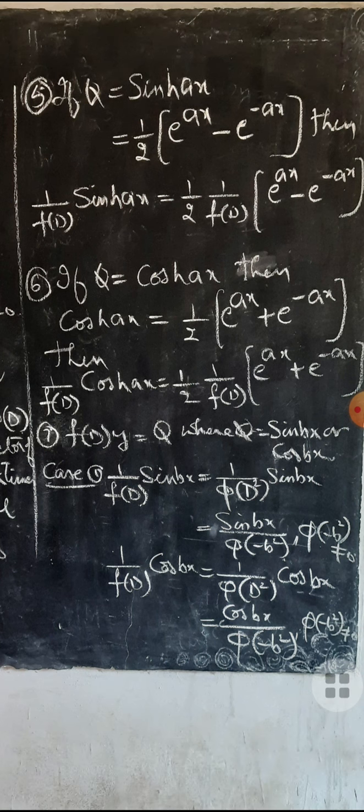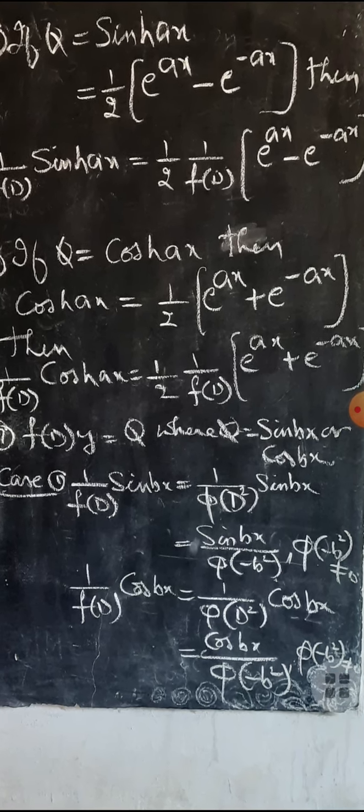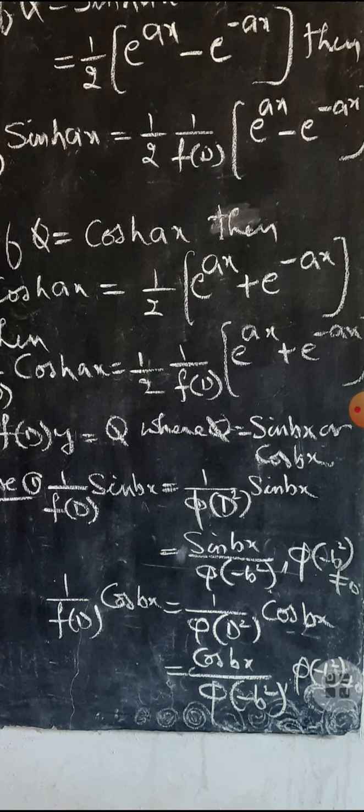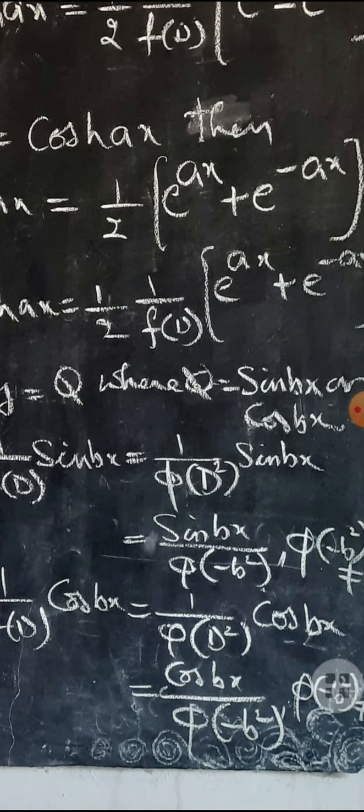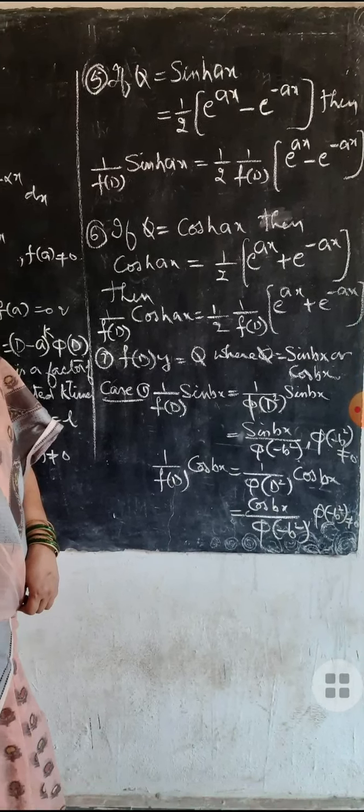f of D of y equal to Q, where Q is sin bx or cos bx. Then case 1: 1 by f of D of sin bx is equal to 1 by phi of D square sin bx, that is equal to sin bx by phi of minus b square. Condition is phi of minus b square not equal to 0. Similarly, 1 by f of D of cos bx is equal to 1 by phi of D square cos bx. Further, that is cos bx by phi of minus b square. Condition: phi of minus b square not equal to 0. I hope that is clear.